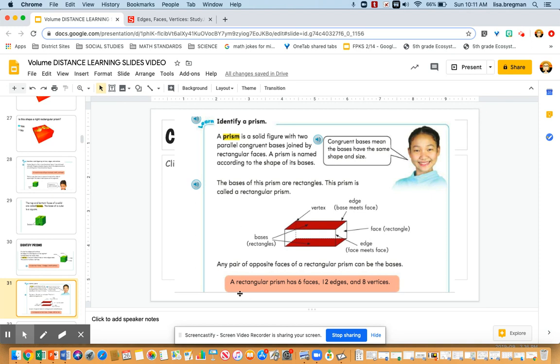And all you really need to write down is a rectangular prism has 6 faces, 12 edges, and 8 vertices. Remember, an edge is where the face meets the face, and the vertex is just the corners. The vertices are just the corners.